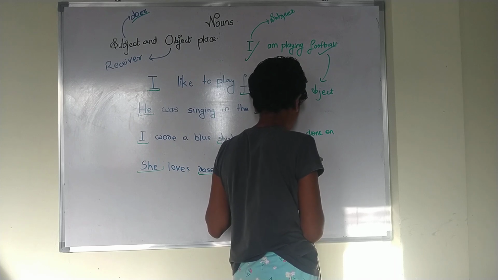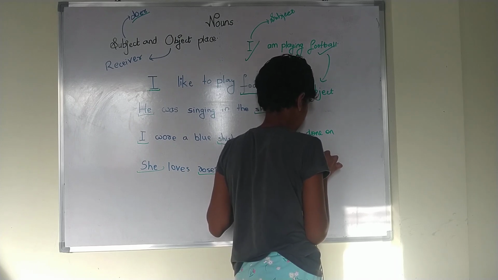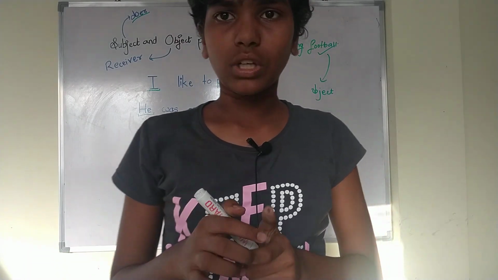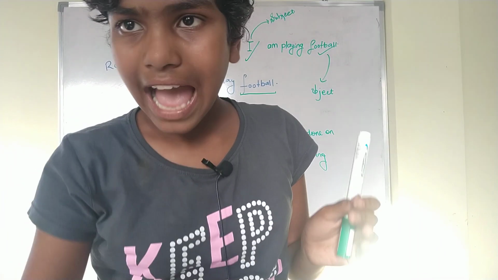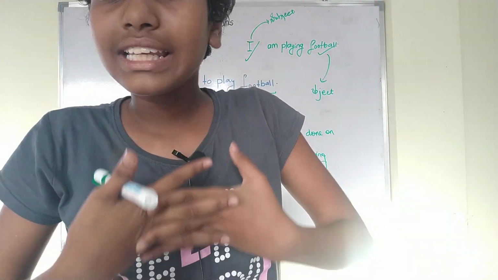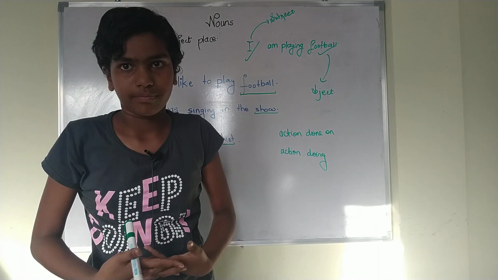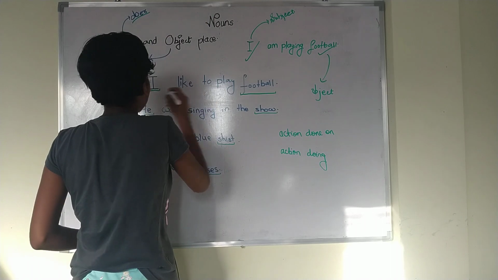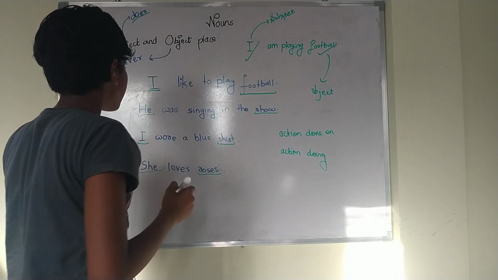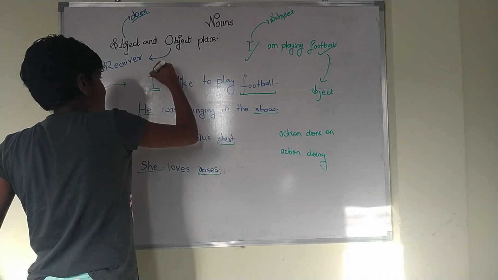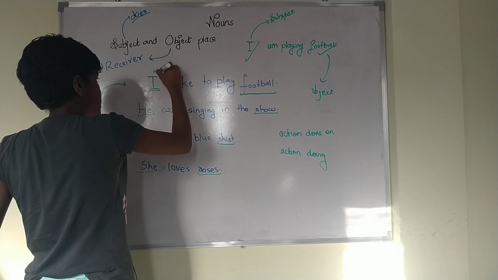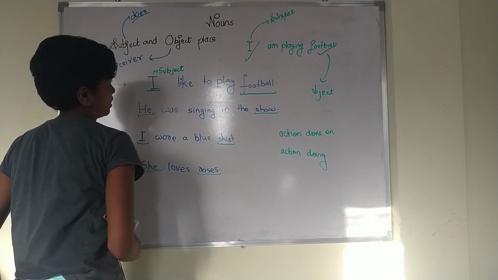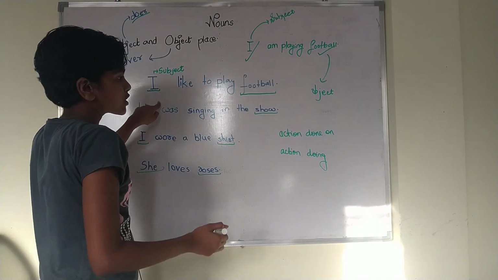Action doing. Who is that? Who is doing action? Who is doing the same particular action and who really is receiving that action. So say, I like to play football. In this following sentence, I is the subject here. Why? Answer first question.